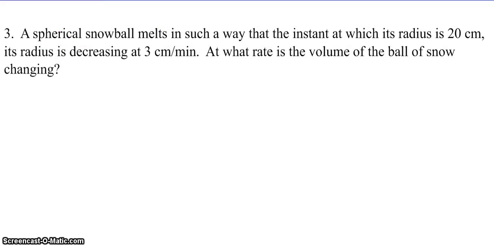Alright, number 3. A spherical snowball melts in such a way that the instant at which its radius is 20 centimeters, its radius is decreasing at 3 centimeters per minute. At what rate is the volume of the ball of snow changing? So here you need to use your volume equation for a sphere. So I want you to pause the video and try to find dV dt. Unpause when you're ready to check your work.